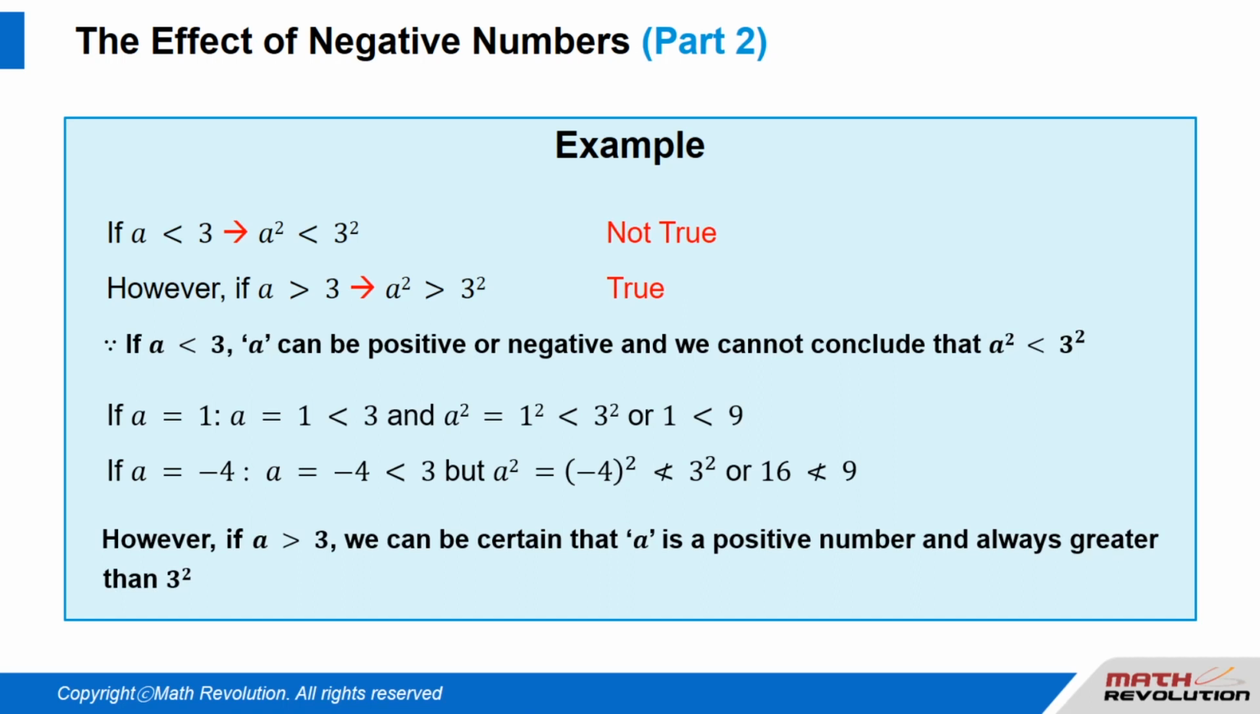On the other hand, if a is greater than 3, we are certain that a is a positive number, and a squared will always be greater than 3 squared.